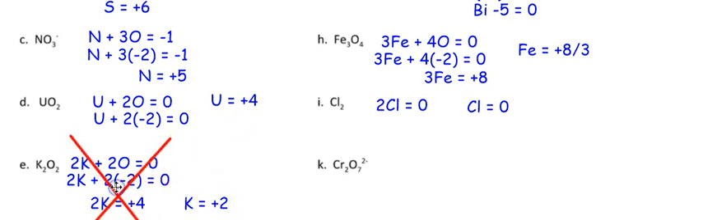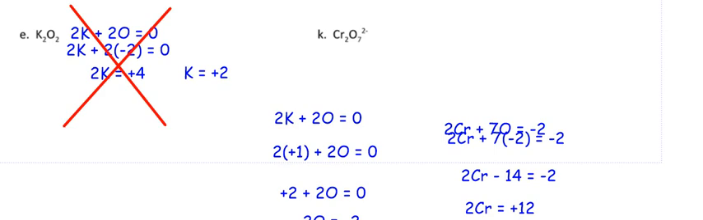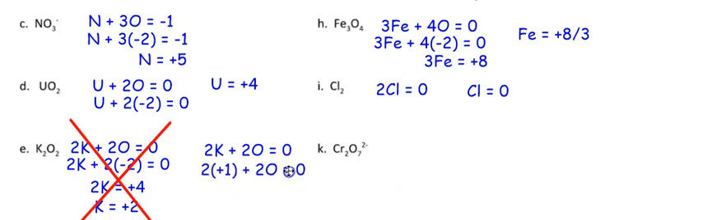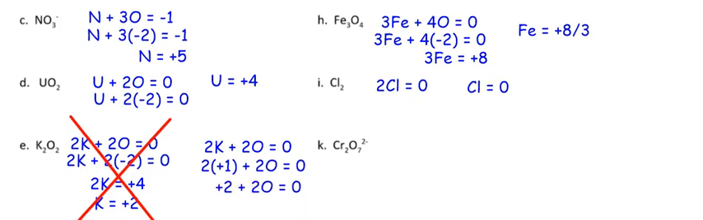So you can't do this. I'm going to put my little X there. You can't do it that way. So I made a mistake. You can't use oxygen as a -2. So I'm going to start again. In this case, I'm going to use my monatomic ion. So 2 plus 2 oxygens equals 0. I'm going to subtract 2 from both sides, and oxygen is going to equal -1.